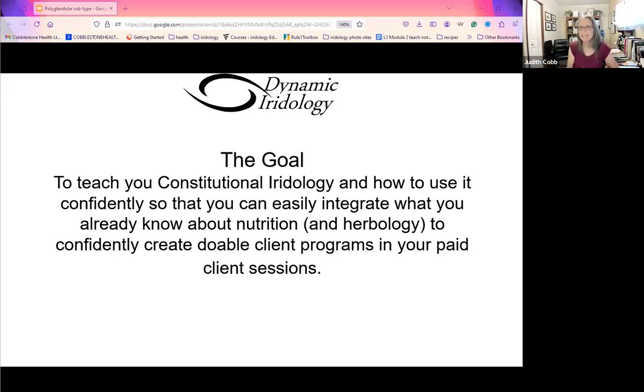So the goal of dynamic iridology is to teach you constitutional iridology. There's several styles of iridology. Constitutional is the most effective one in clinical work, and how to use it confidently. No sense in learning it if you don't know how to use it, so that you can easily integrate what you already know about nutrition and herbology, or aromatherapy, or flower essences, or whatever modalities you've got, to confidently create doable client programs in your paid client sessions. That is the entire goal of the program.